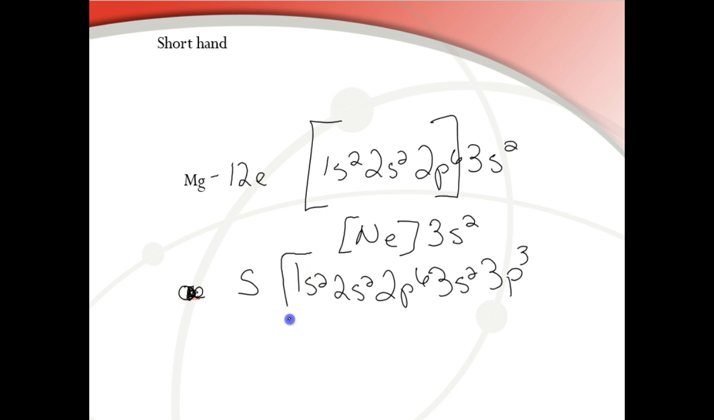We have to represent core electrons with the previous noble gas. And so this is represented by neon. And we have 3s2, 3p4. And we can do that with any element on the periodic table, the shorthand method.